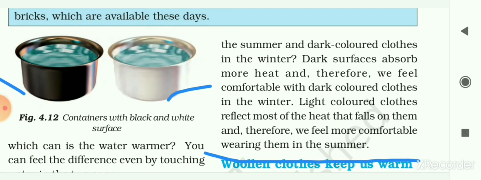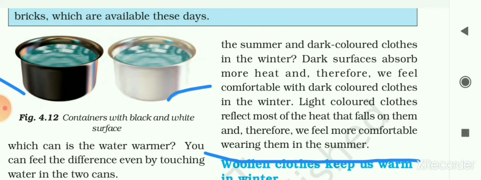So we prefer dark colored clothes in the winter, and light colored clothes reflect most of the heat that falls on them, and therefore we feel more comfortable wearing those kinds of clothes in the summer season. As the summer sun's heat is more, we prefer to wear light colored clothes because they reflect most of the heat coming from the sunlight. So we are comfortable wearing light colored clothes in the summer.